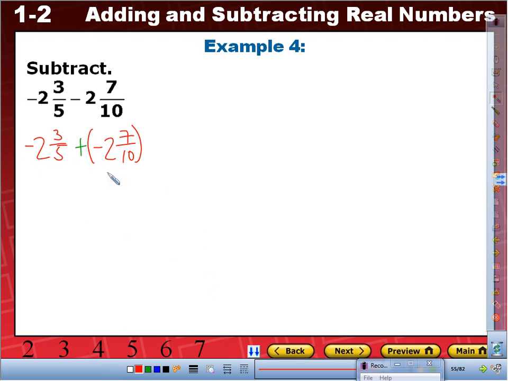Okay? Now, before we do the next step, which is the absolute value, I'm going to switch these and make them into improper fractions. Do we know how to do that from the warm-up? Yeah, right? Okay, let's do that. So what is 5 times 2 plus 3? So this is negative 13 over 5. Plus, this stays the same, so it's 10 times 2, that's 20, plus 7, that's 27 over 10. Okay, now we can do the absolute value. Let's do that next step. Absolute value of negative 13 over 5.